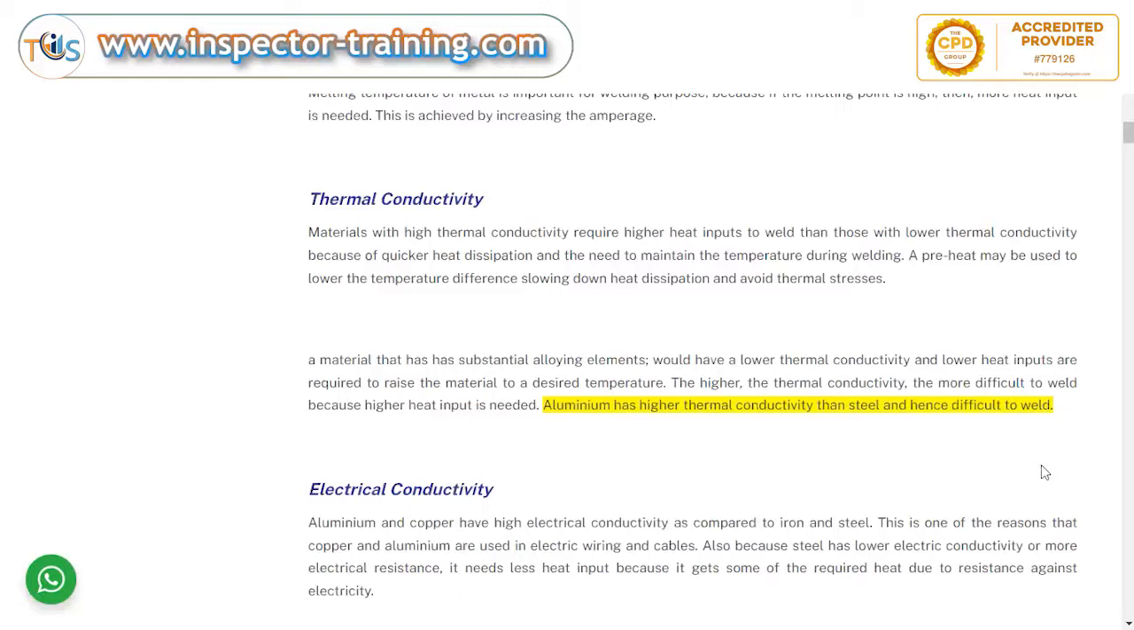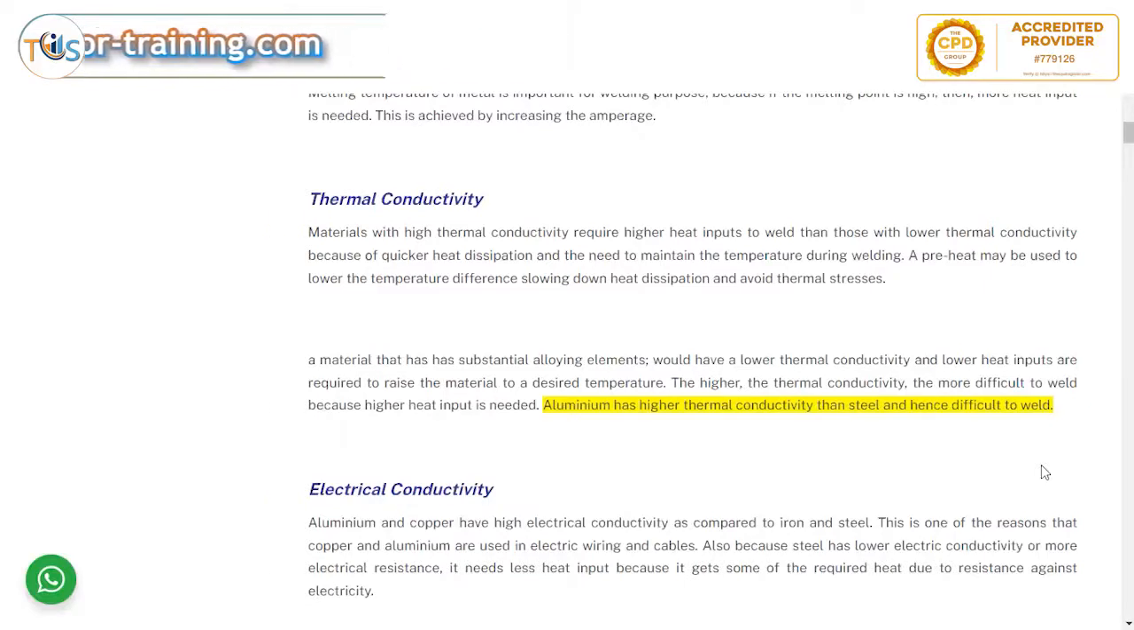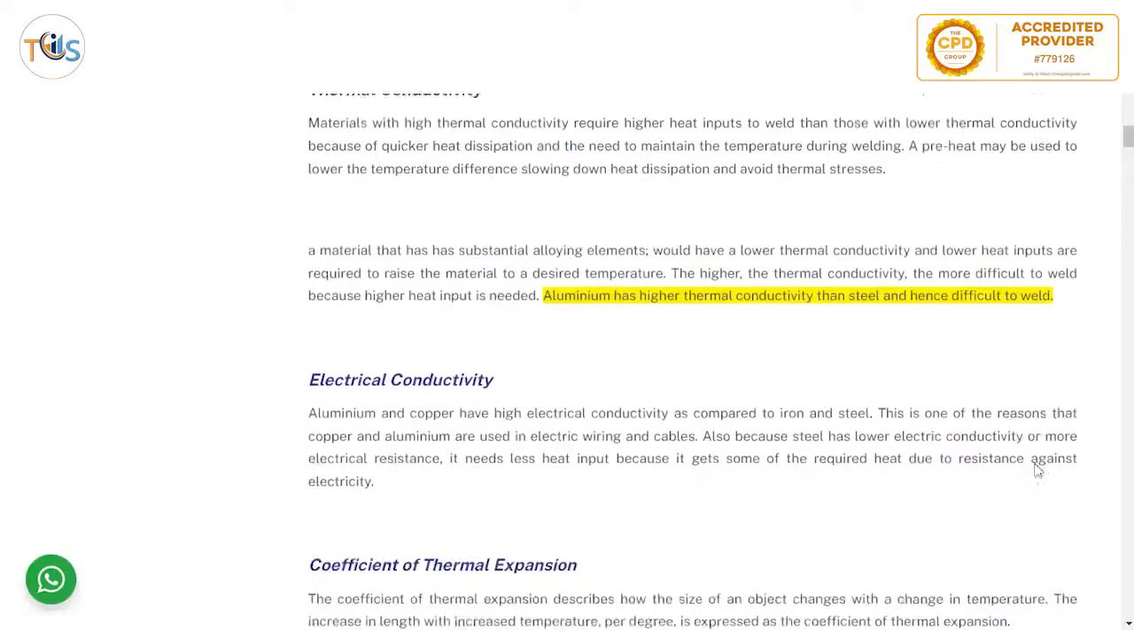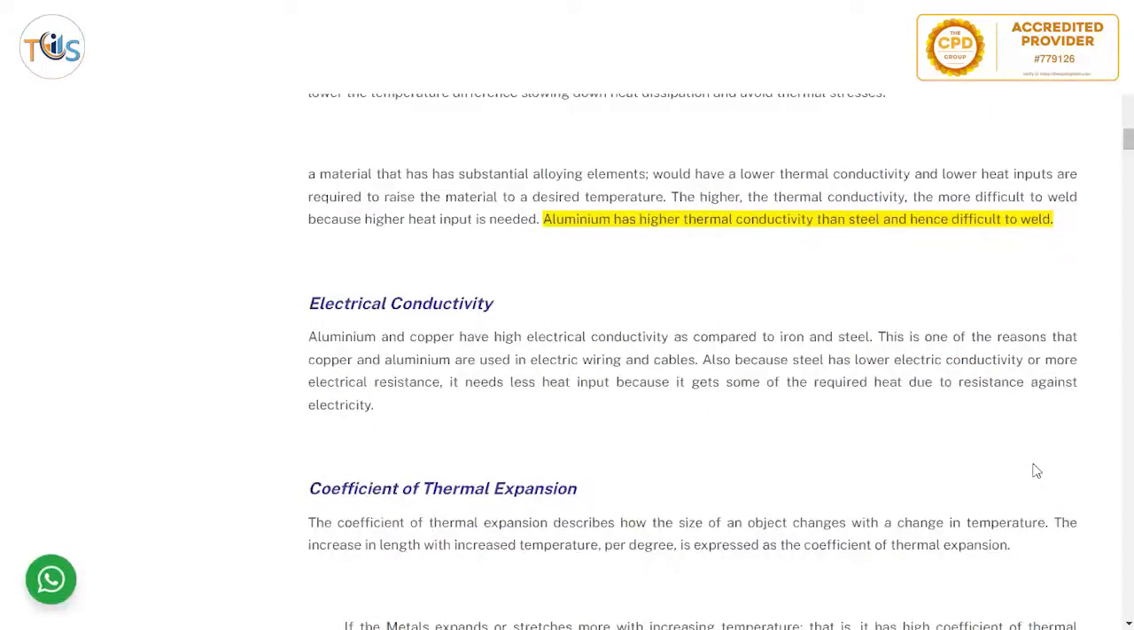A material that has substantial alloying elements would have a lower thermal conductivity, and lower heat input is required to raise the material to the desired temperature. The higher the thermal conductivity, the more difficult to weld because higher heat input is needed. Aluminum, for example, has higher thermal conductivity than steel and hence is difficult to weld. It either doesn't melt, or you increase the temperature, it burns through.